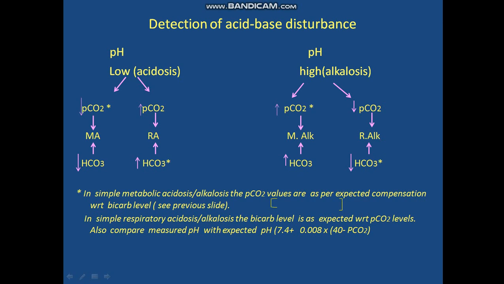In simple metabolic acidosis or alkalosis, the PCO2 values are as per expected compensation with respect to the bicarbonate level. We can see in the previous slide, as we have already mentioned. In simple respiratory acidosis or alkalosis, the bicarbonate level is as expected with respect to PCO2 levels. Also compare measured pH with expected pH, which is given by this formula.